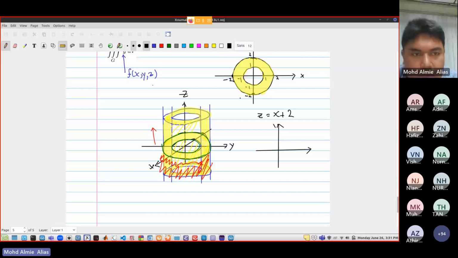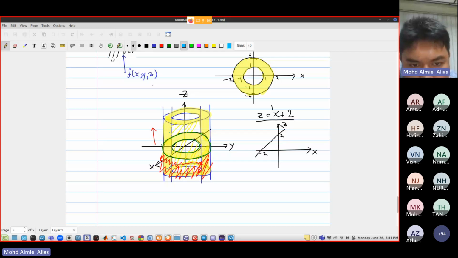Oh, sorry, just forgot the ruler. As always, this is x. Since you have z equals x plus 2, the gradient is 1 and the y-intercept is 2. So you have something like this. This is 2, this is minus 2. So the gradient is 1, and the z-intercept is 2, which means that you will have a plane.